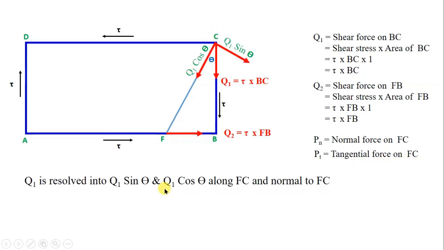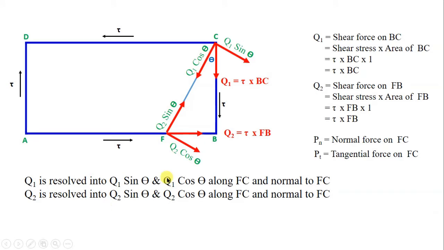Now this Q1 is resolved into Q1 sin theta and Q1 cos theta along FC and normal to FC, and Q2 is resolved into Q2 sin theta and Q2 cos theta along FC and normal to FC. Normal refers to perpendicular. So this total normal force Pn becomes, for the first diagram you can see on the top, Q1 sin theta plus Q2 cos theta.